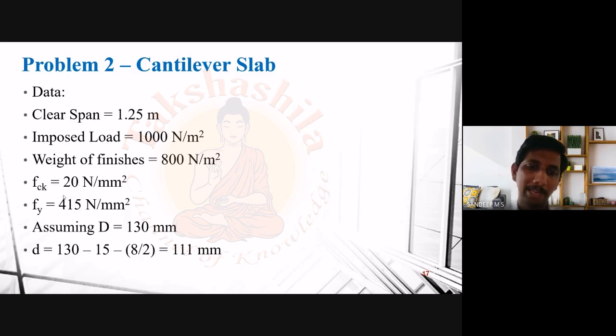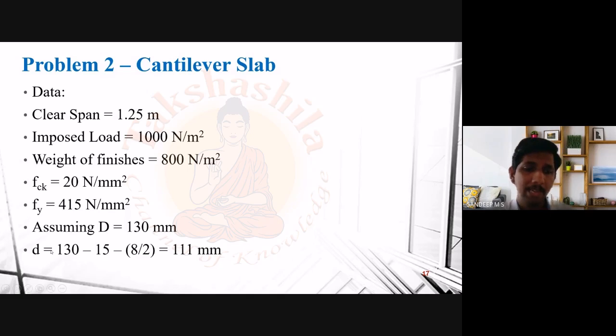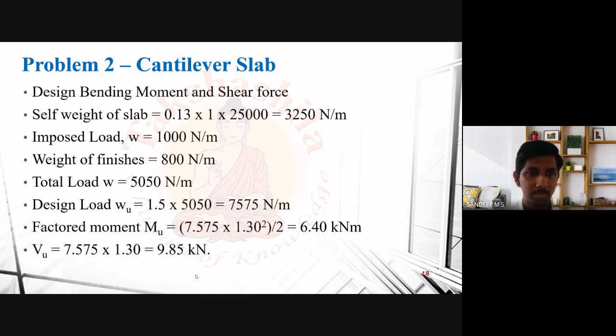So here I am directly assuming that the overall depth of the slab is 130 millimeters. I am going to design a slab having a thickness of 130 millimeters or 13 centimeters. I am assuming a clear cover for the slab of 15 millimeters, and a diameter of the main reinforcement of 8 millimeters. So my effective depth will be the overall depth minus clear cover minus half of the diameter of the main reinforcement. This gives me around 111 millimeters as my effective depth. So I am proceeding with the same value.